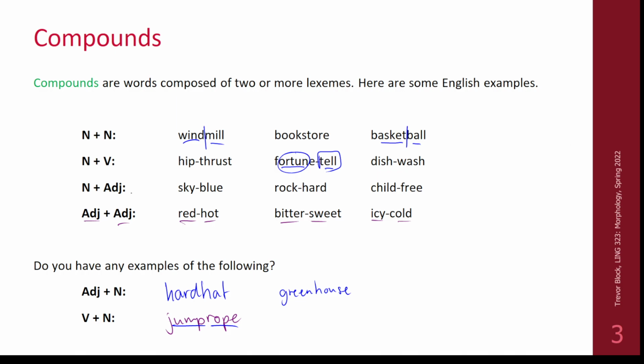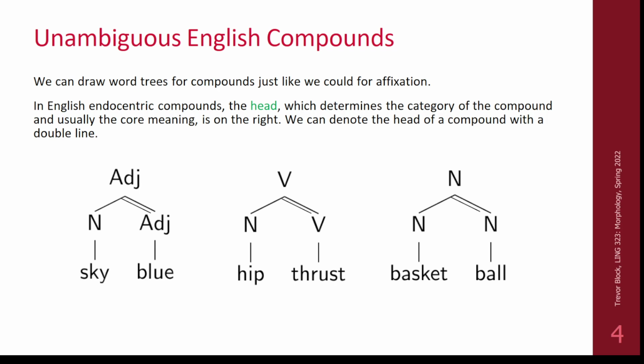So that's what a compound is, and we can draw word trees for compounds, and they look just like affix trees. If we have an endocentric compound, we'll just think of compounds for now, and we'll talk about different types later. For the particular compounds we're looking at now, these have heads, and the head determines the category of the compound. For instance, in sky blue, blue is the head because sky blue is an adjective, and so is blue. So that's one thing that the head does. It also gives the core meaning to the compound.